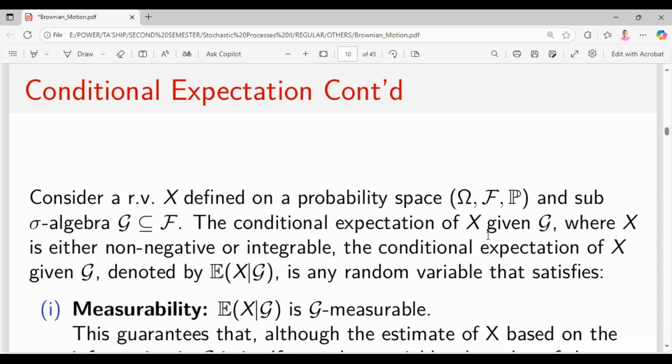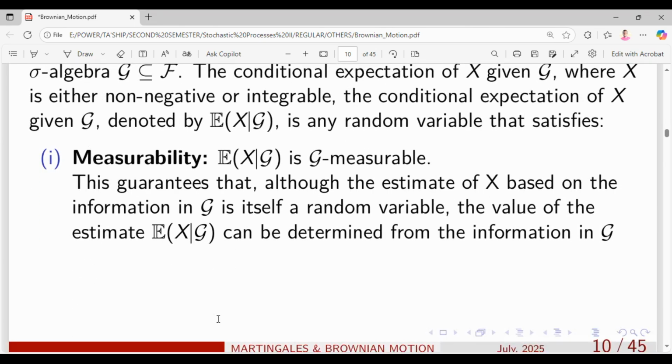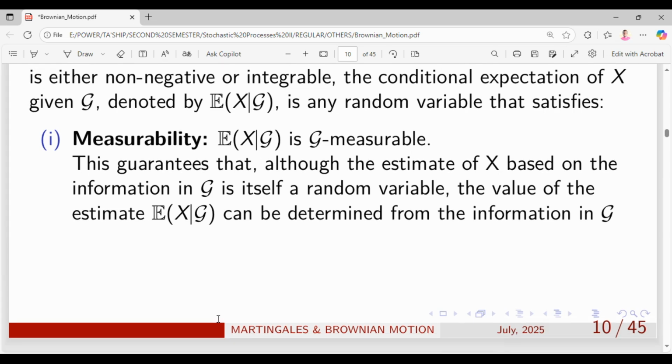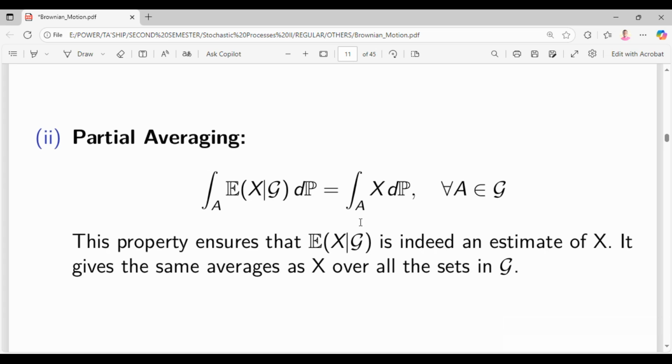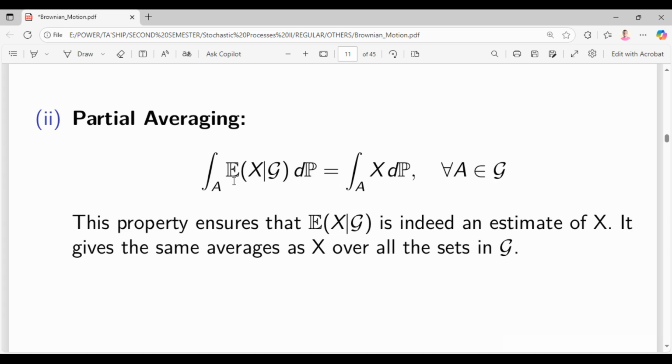The conditional expectation of X given G, where X is either non-negative or integrable, denoted this way, is the notation for conditional expectation, which I presume you know from your probability theory. It is any random variable that satisfies number one, measurability. Yes, we've already mentioned measurability. Then partial averaging, you should satisfy this condition. Partial averaging, don't forget. That means the conditional expectation should actually exist in this form, right?